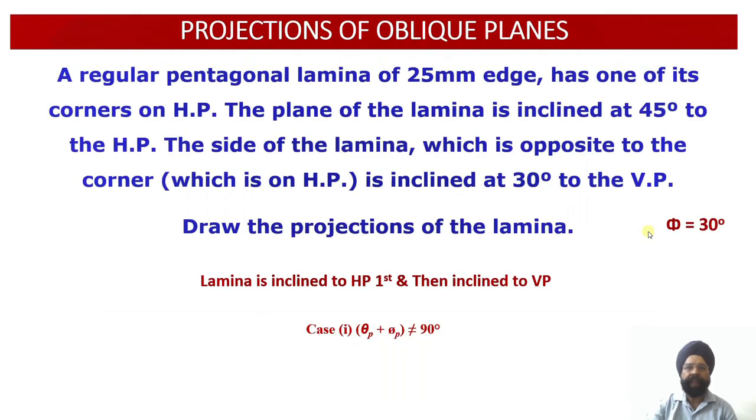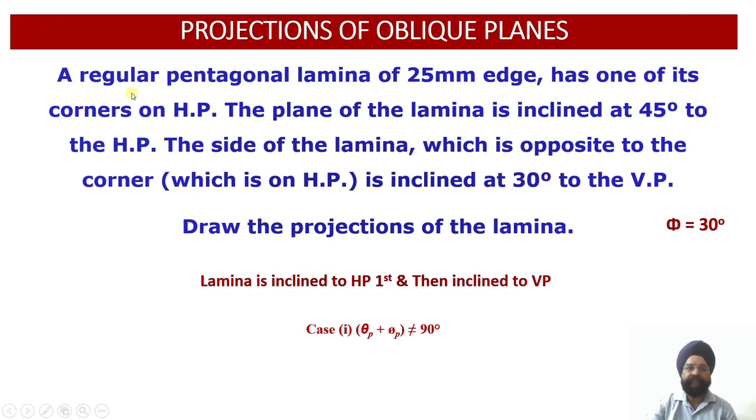An oblique plane is the one which is inclined to both the reference planes, that is the horizontal plane and the vertical plane. So let us work out the orientations of the pentagonal lamina with respect to these two planes.